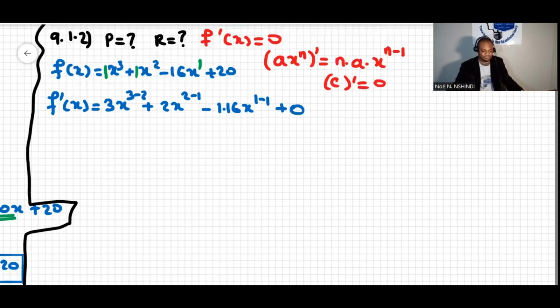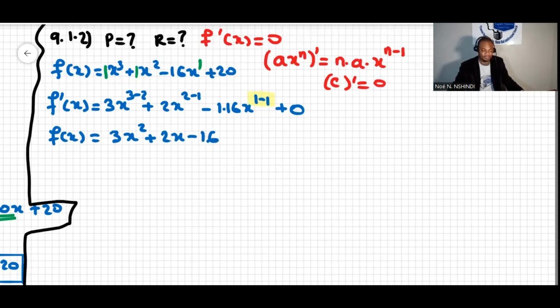So that makes f prime of x equal to what? 3x to the power of 2 plus 2x, and then 1 minus 1 makes 0, and x to the power of 0 is 1. So 1 times 16 times 1 is just 16, so minus 16 here.